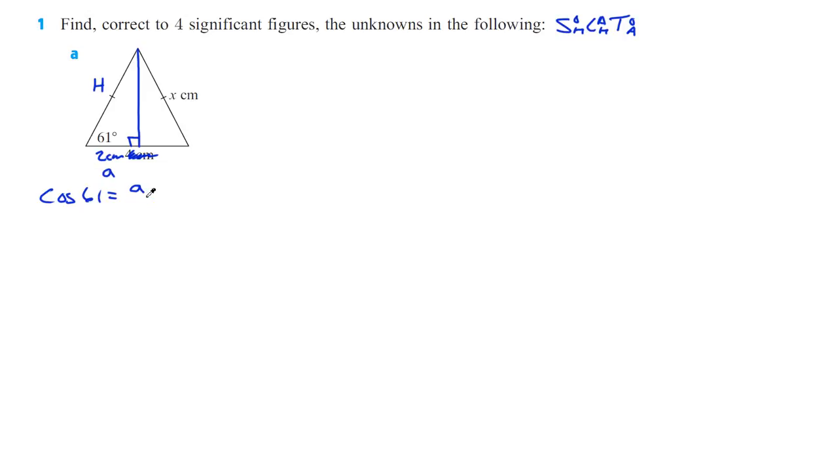Our adjacent is 2 over our hypotenuse. If you'll notice here, this is an isosceles triangle, so this length here is going to be the same as x. That's what we're looking for. If you have the variable in the denominator, our easy way to do this is just to switch these two spots. So we know that the hypotenuse is going to equal 2 divided by cosine 61.